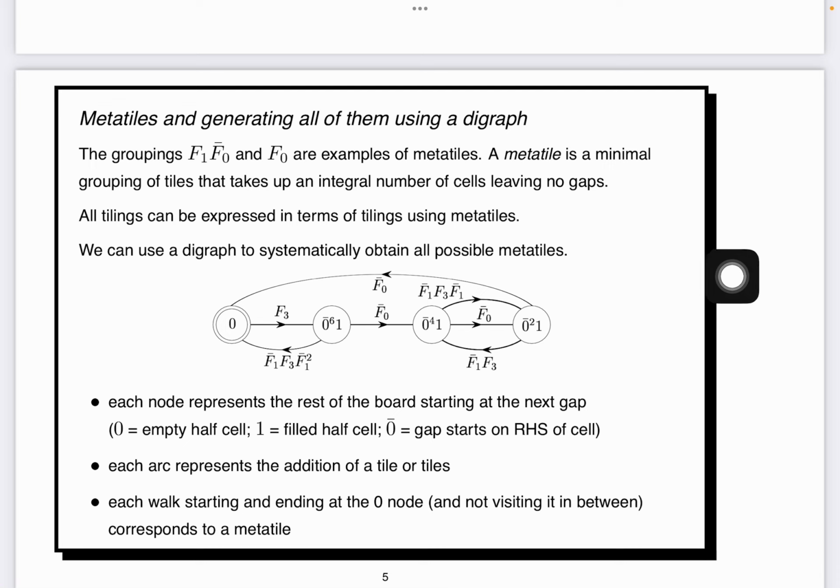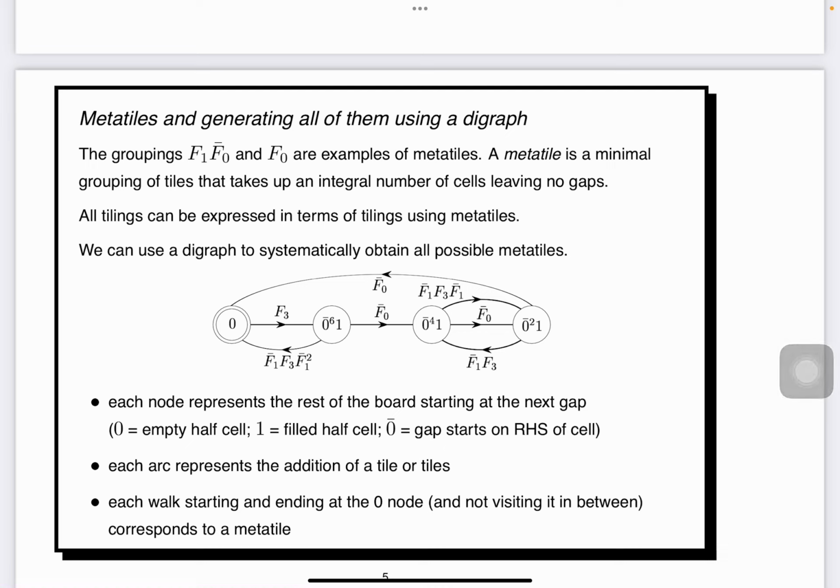But when we start to tile with other fences, and a large number of them, things start to get complicated in terms of what possible metatiles there are. And a systematic way to generate them is using a directed graph, or digraph, an example of which is this. The 0 node here corresponds to the empty board or a completed metatile. And then each other node represents the rest of the board once we've put some tiles on it, starting at the next gap.